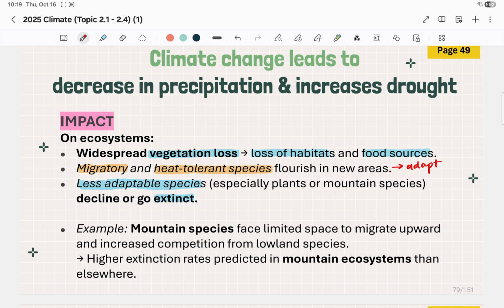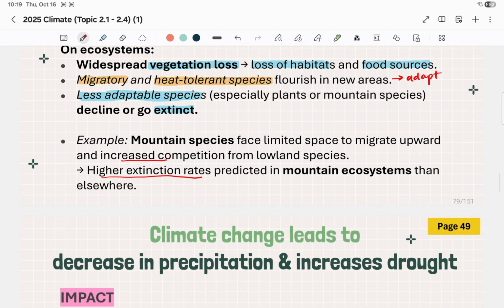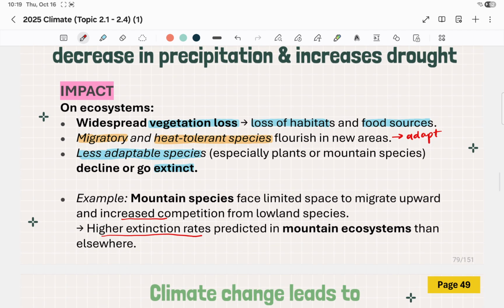This is another one that I mentioned just now, limited space. So there's increased competition, and they are likely to have a higher rate of extinction. Why? Because if the more adaptable species go into the mountainous area and compete with the existing species that cannot adapt, then they will go extinct. So very biological.